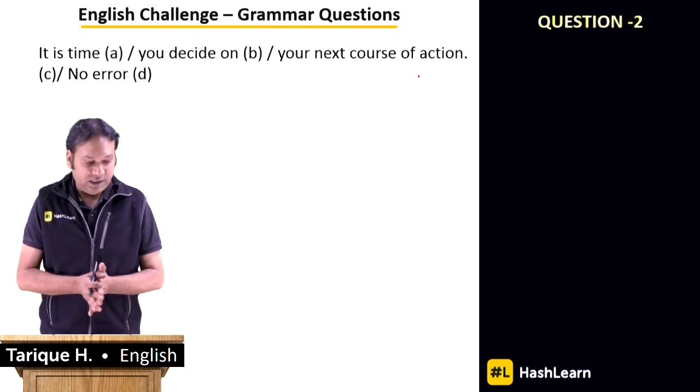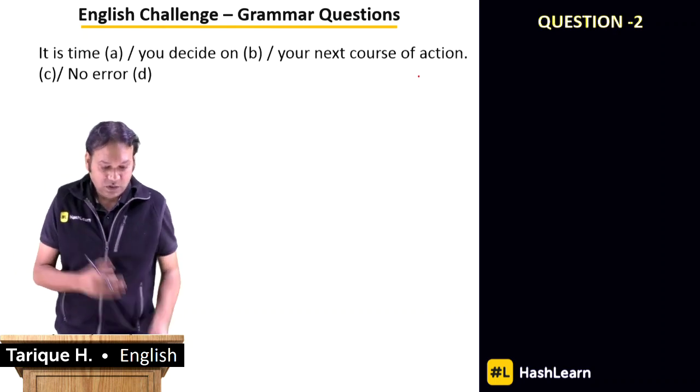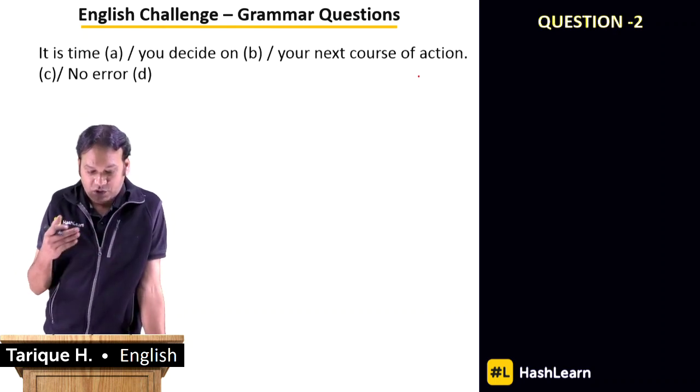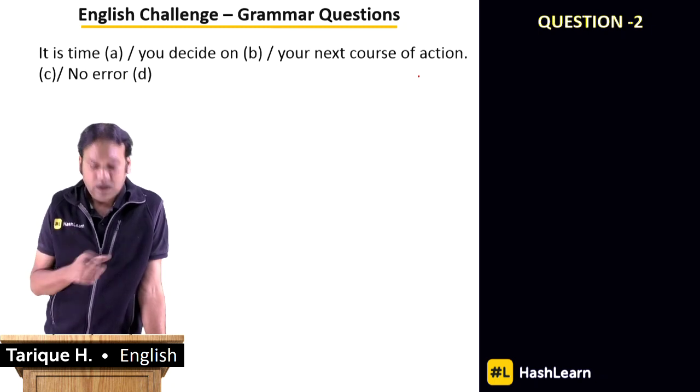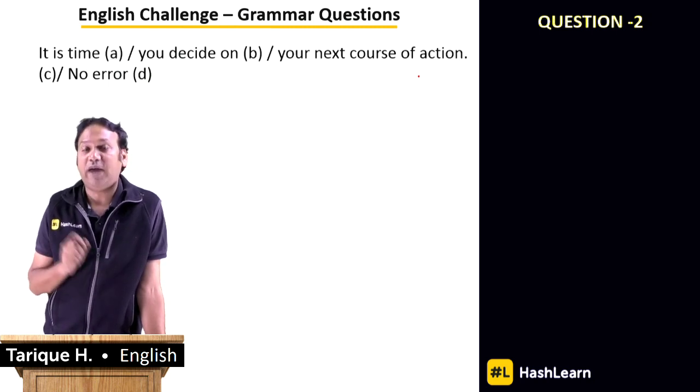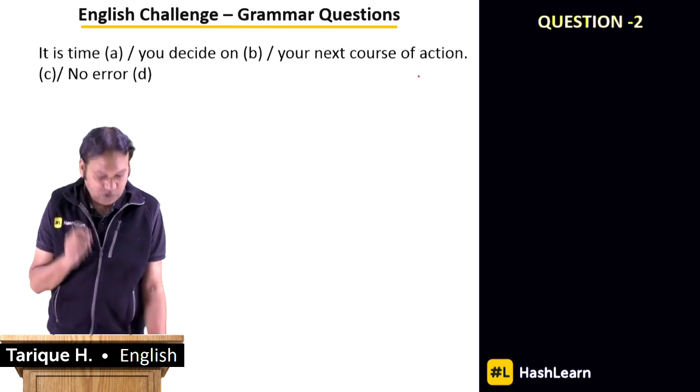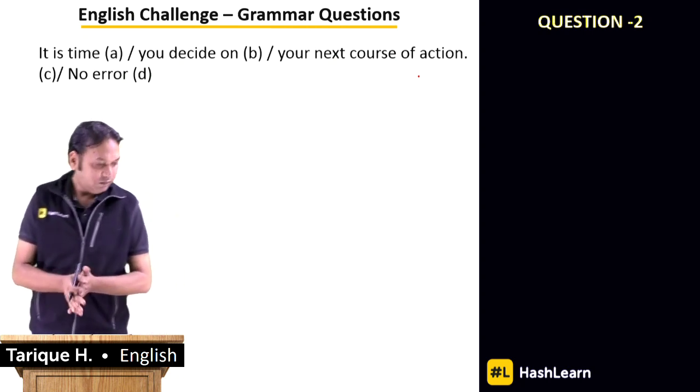Which part of this sentence is incorrect? So it is time you decide on your next course of action. Look at part A, it is time. Part B, you decide on. Part C, your next course of action. Which part of the sentence is incorrect? Post the answer in the comment section.